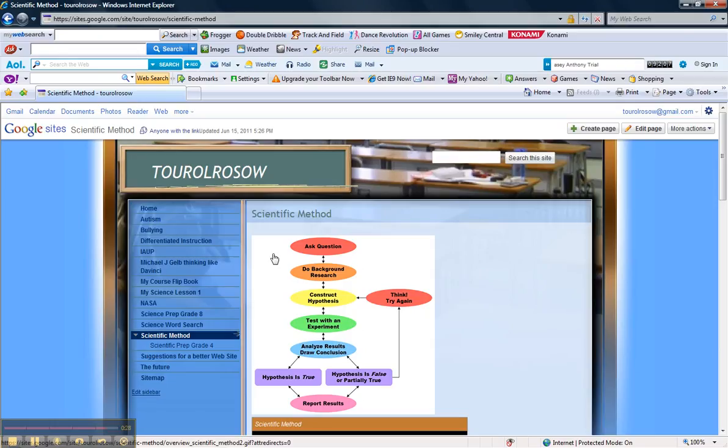So the first step of the scientific method is you ask a question. Then the second step is you do background research. And then you construct a hypothesis. And then you test with an experiment, and then you analyze the results, and then you draw a conclusion and a hypothesis. Now, we're going to get into this in the next tape, so I'm going to stop it right now.